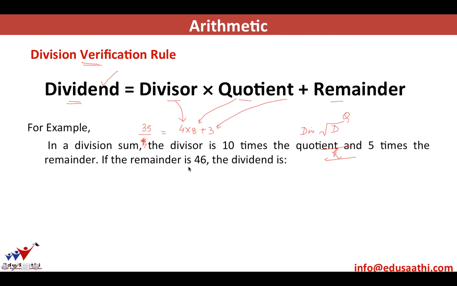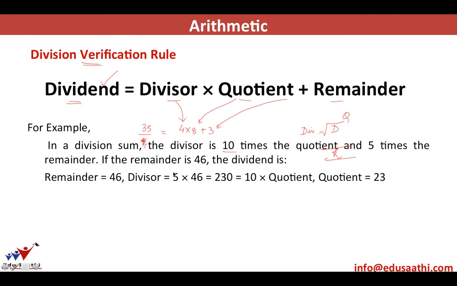Let's look at an example. In a division sum, the divisor is 10 times the quotient and 5 times the remainder. If the remainder is 46, then the dividend is? Now if I just look at it, I know the remainder is 46. So 5 times the remainder would be the divisor. So 46 into 5, which is 230, that will be my divisor.